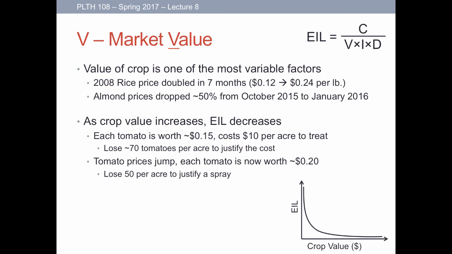So to get to that $10 per acre cost, you have to lose fewer tomatoes. So your economic injury level gets pushed down. This is why oftentimes in high value crops, we see a lot more sprays. I don't have the hard numbers, but talking to a lot of guys out there, some PCAs and some extension guys, they were saying that when almonds were at their peak price, people were spraying a lot to control various pests, because the crop was so valuable that they were essentially making up for all of those extra sprays with how much more they were making off of their harvests.